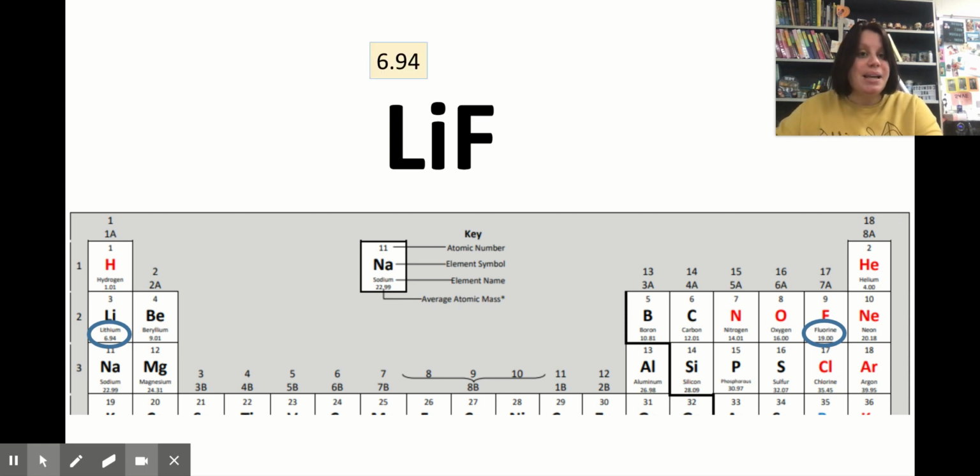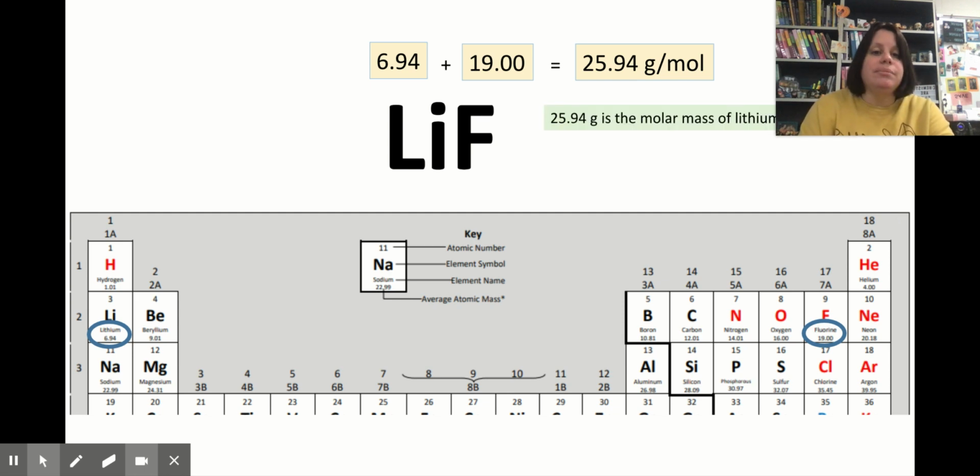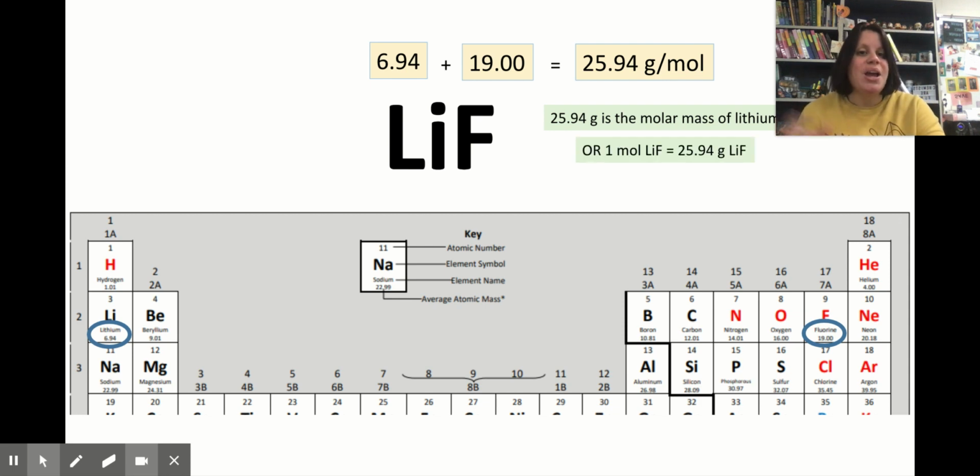So lithium has a mass of 6.94. Fluorine has a mass of 19.00. To get the total molar mass of lithium fluoride, we are simply going to add them together. When we add them together, we get 25.94 grams per mole. Or we say 25.94 grams is the molar mass of lithium fluoride, or 1 mole of lithium fluoride equals 25.94 grams.